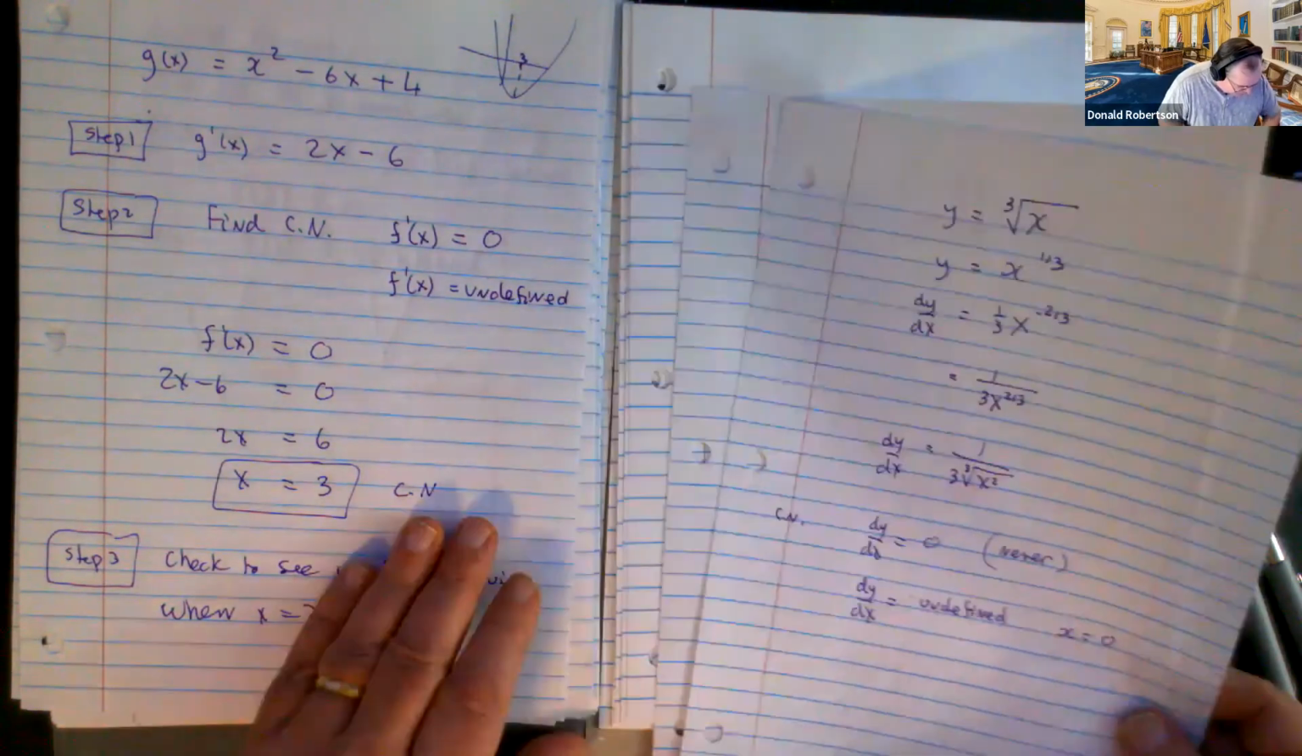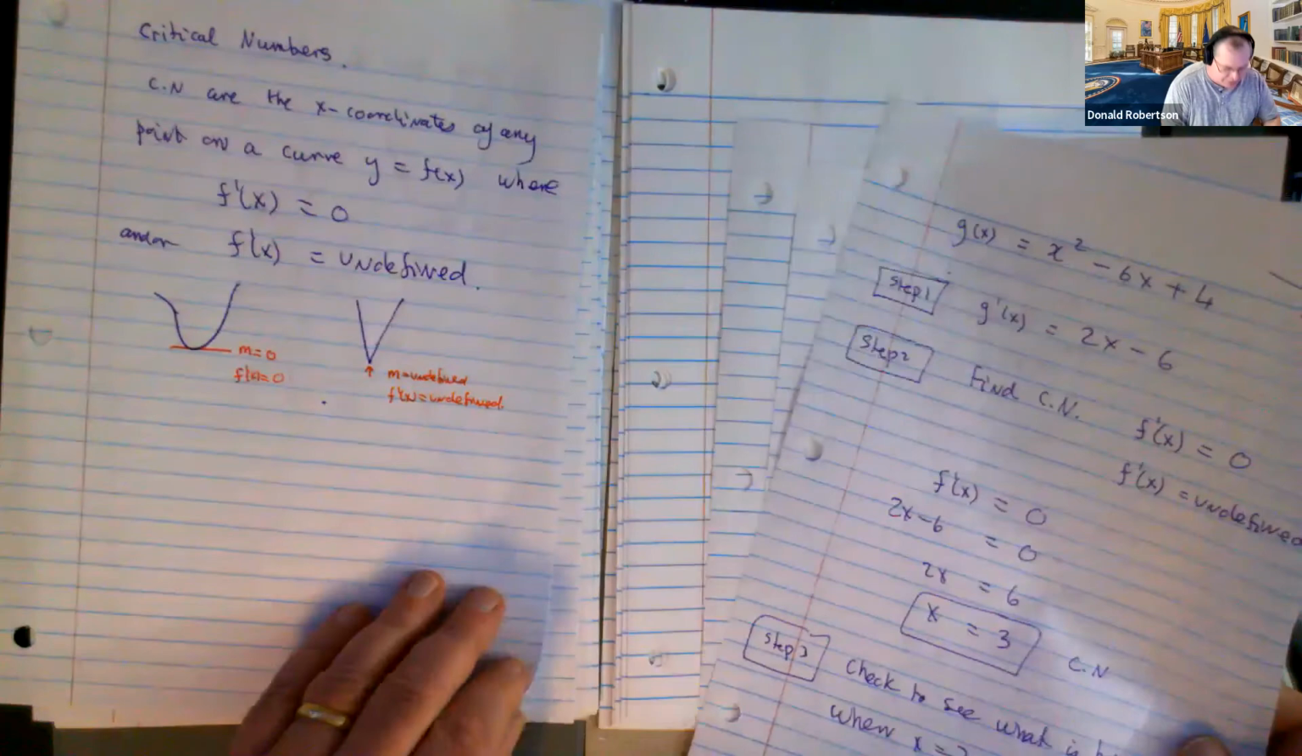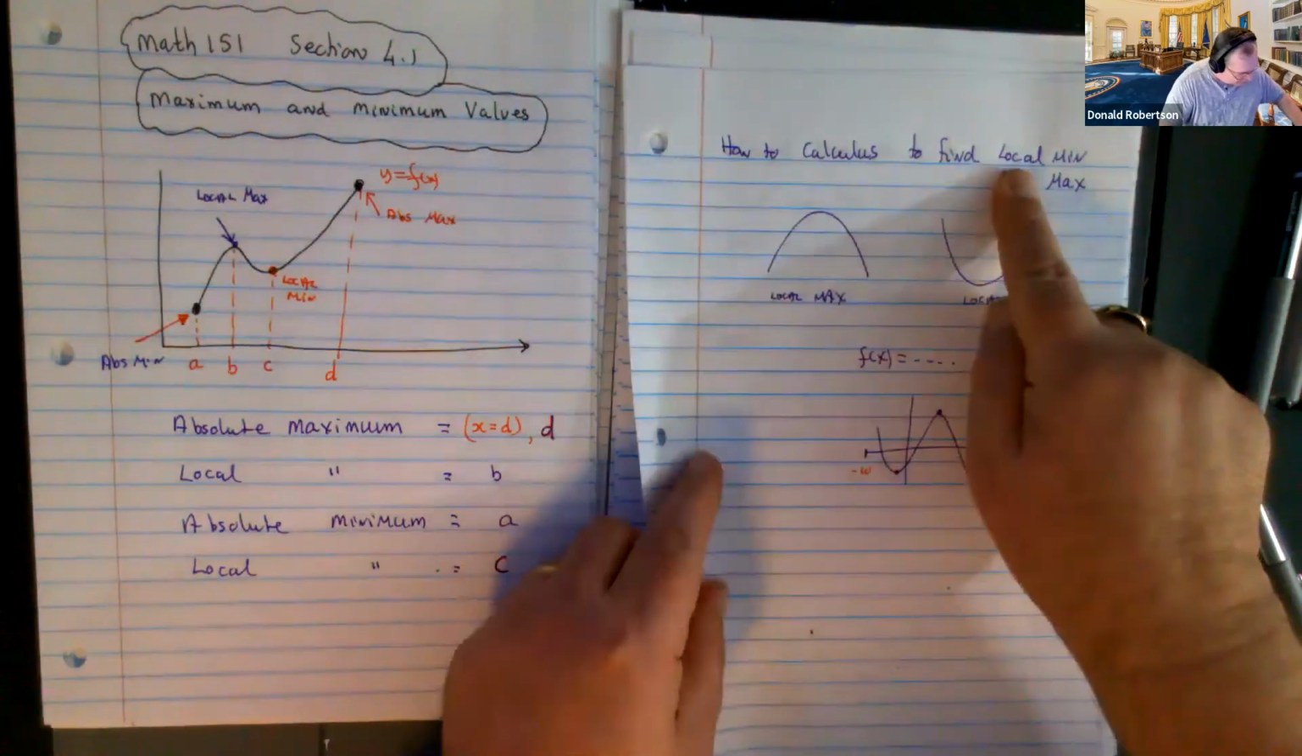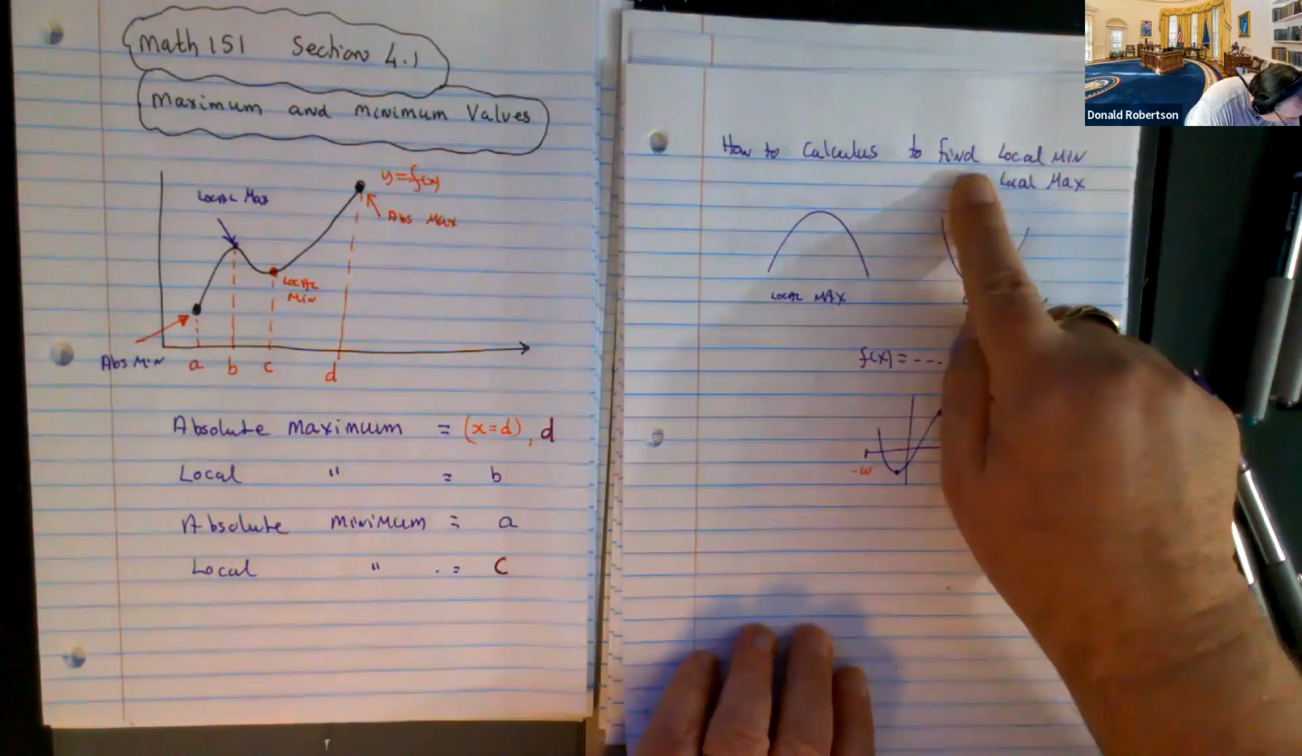Well, that's that little piece done. How to calculate or to find local max and mins. Now we're going to do how to use calculus.